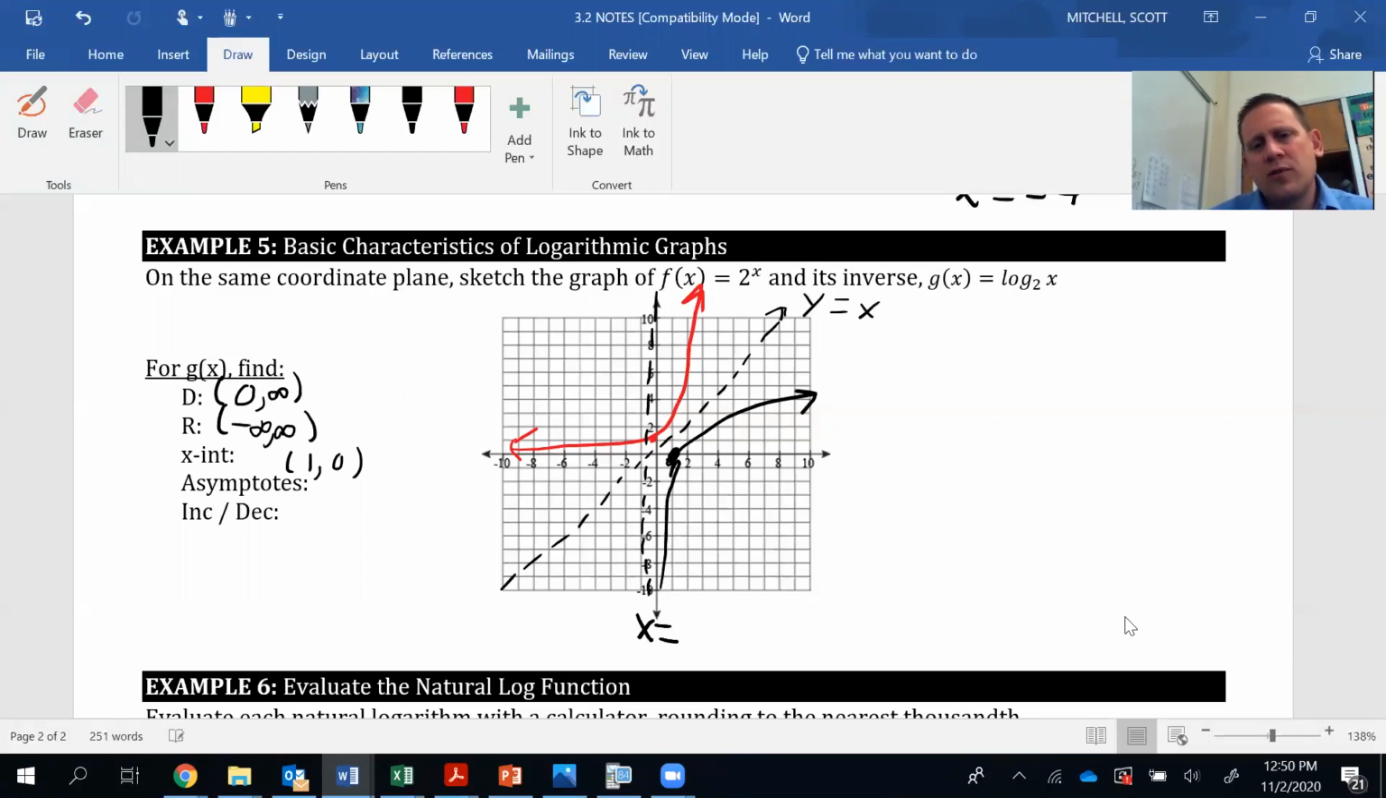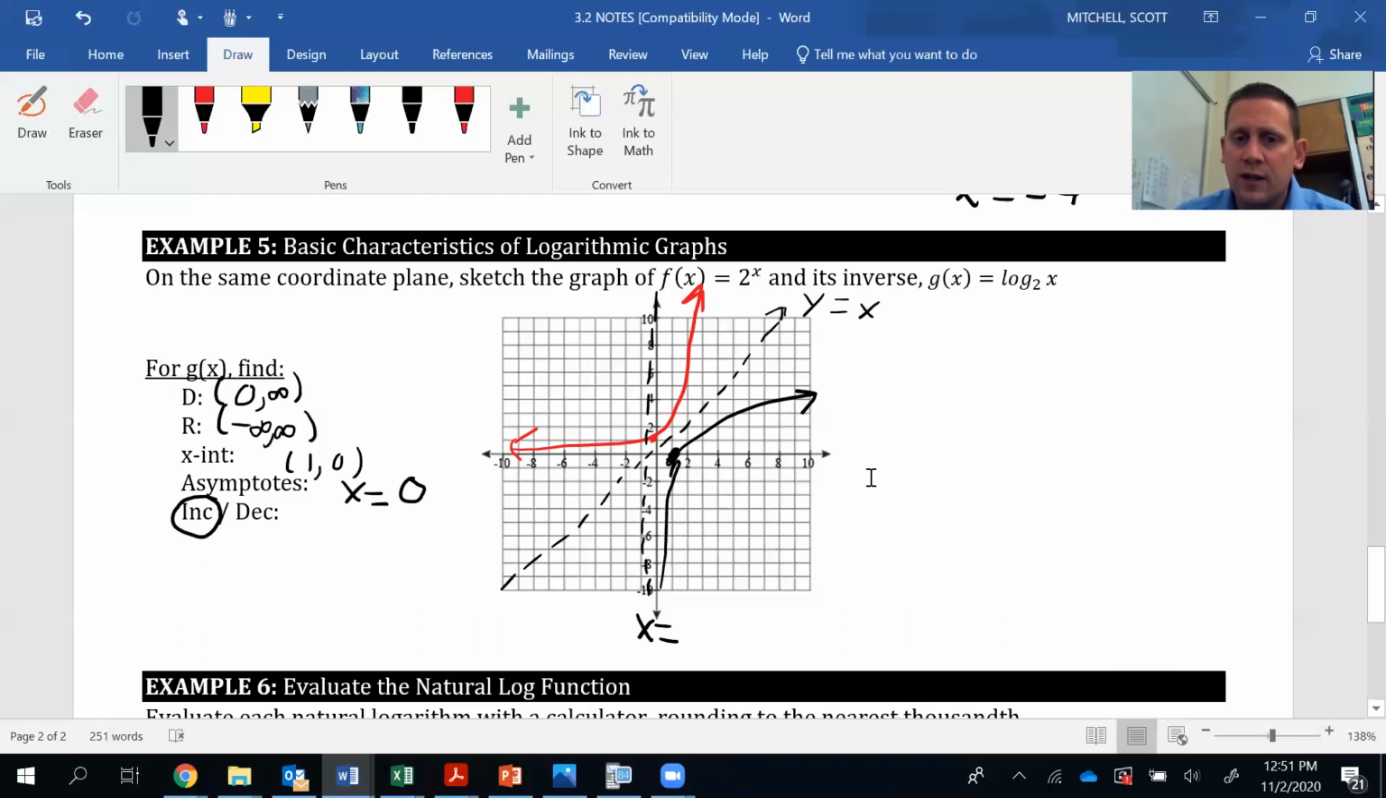It's a reflection over the line y equals x. So the red one, if you fold it over this line, you get the black one. So there's an asymptote at x equals 0. And it is an increasing function. It increases very slowly, but it does increase. Doesn't matter how fast something increases, it is definitely increasing.